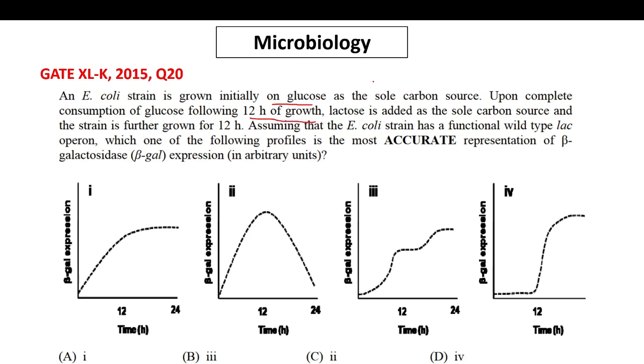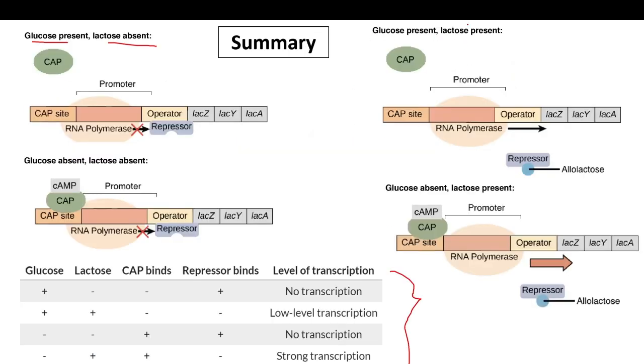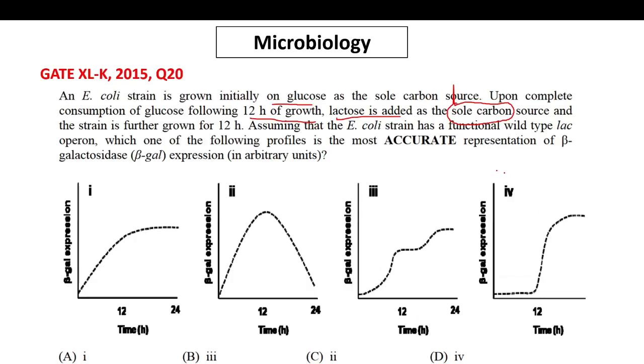Okay, so the glucose they have given has been consumed after 12 hours, and after 12 hours they have added lactose, and it is the sole carbon source. So they are talking about a condition where glucose is absent but lactose is present. So they are talking about this condition, that glucose is absent but lactose is present. Okay, so what will happen? So the strain is further grown for 12 hours.